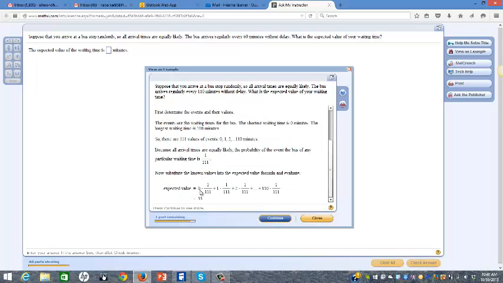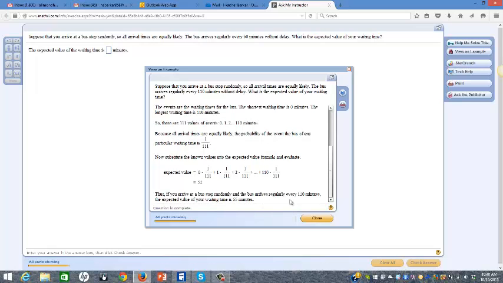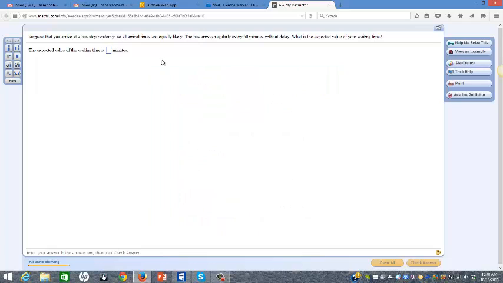So what it's doing is it says the expected value would be the probability that there is no wait time, which is 0 times 1 out of 111, plus 1 minute of wait time times 1 out of 111, plus 2 minutes of wait time times the probability, all the way up to 110 minutes of wait time. That's a lot of terms. And then they get 55 basically by saying 0 times 1 out of 111 plus 1 times 1 out of 111, and so on. So let me show you this example here.